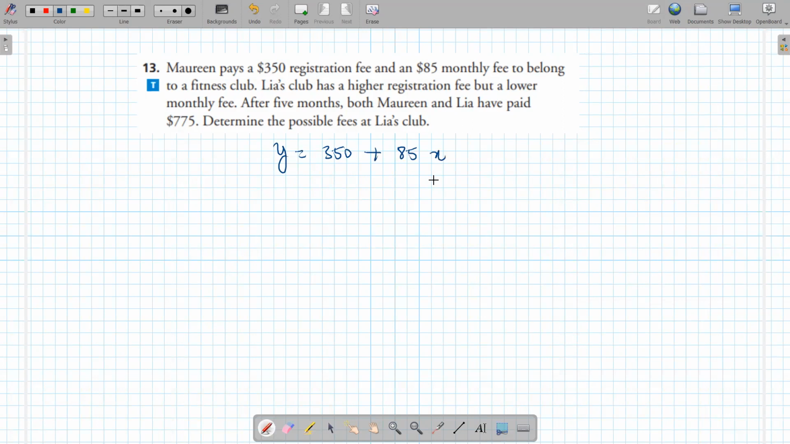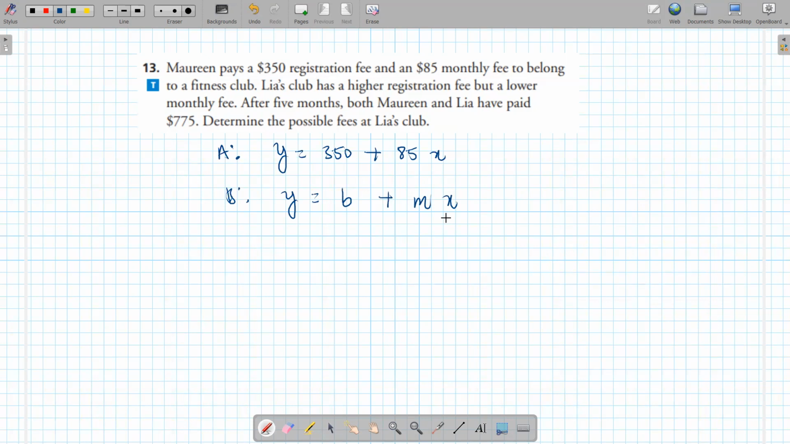So there's another club. Okay, so this is club A, I guess. And let's say this is club B. The fees for club B, it says it has a higher registration fee, but a lower monthly fee. Okay, so we don't know what that is. Let's say the registration fee is B and the monthly fee, let's say, is, again, that's your slope, it's M. Okay, there you go. That's the equation for the next club.